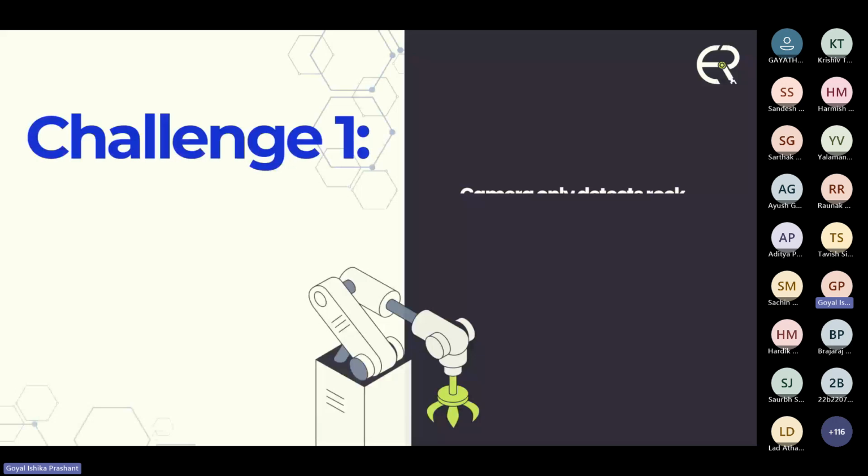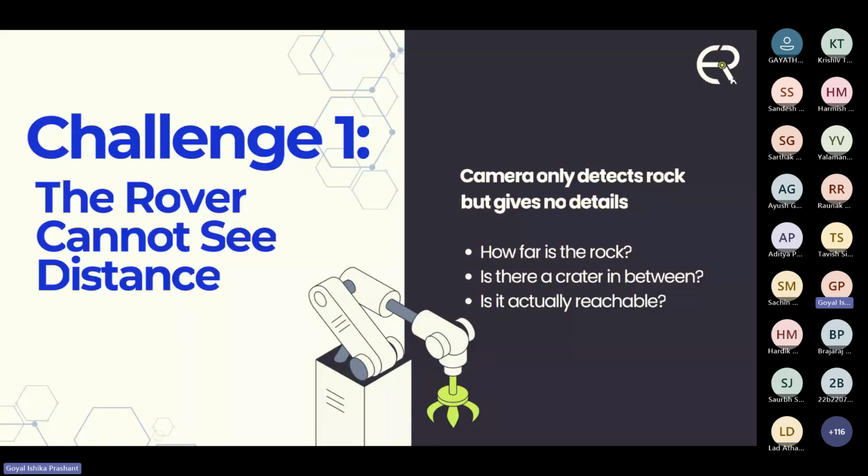So let's look at challenge number 1. The rover cannot see distance. The camera on the rover can only detect the rock, but it gives no details, like how far away the rock is. What if there is any obstruction or a crater in between? And is the rock actually reachable in its current path?